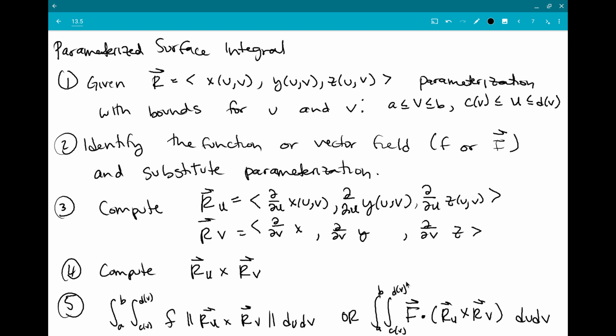I know that this function notation can be overwhelming. So if it's easier, for now just think about that not being there, and you just know they're integrals with respect to u and v, and you're going to fill them in, that's okay too. But these are the steps you'll use for parameterized surface integrals.